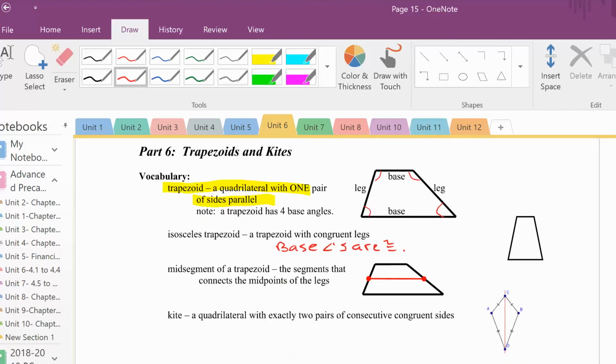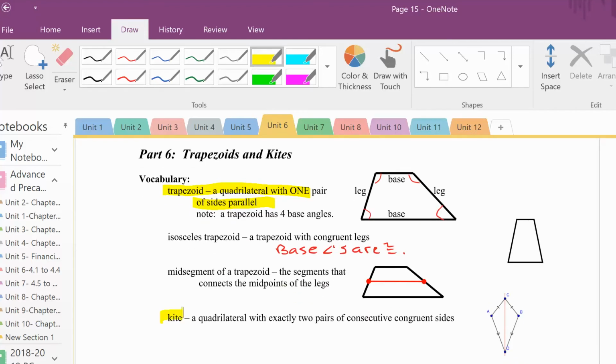And the last type of figure is what's called a kite, and that's a quadrilateral with exactly two pairs of consecutive congruent sides. Notice the consecutive sides are congruent. So it's not a parallelogram, but it's a quadrilateral that has two pairs of consecutive sides congruent, and that is what's called a kite. So a trapezoid just has one pair of parallel sides, and a kite has two pairs of consecutive congruent sides.